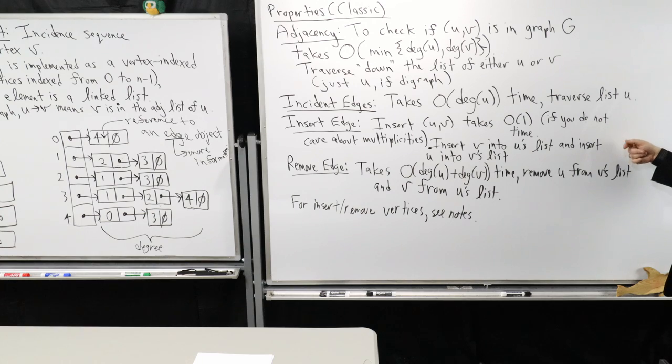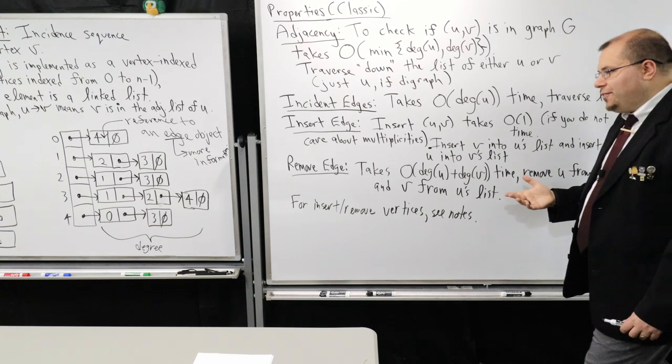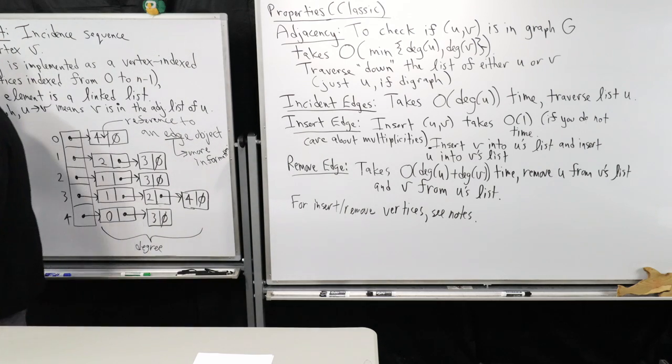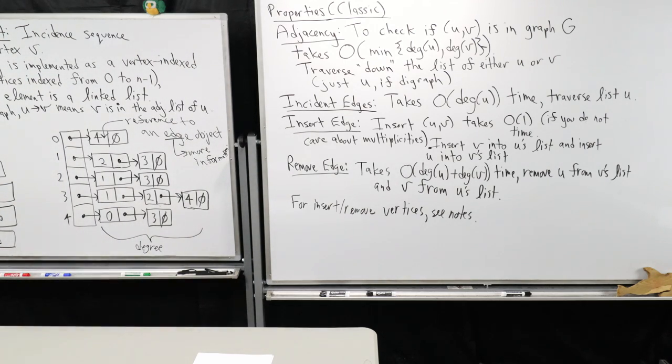One at the front of V's list, and then another one on U's list. So you might ask, Dan, why do you say it takes constant time if that's the case? It's because if you don't care about there being multi-edges in your graph, it really doesn't matter, because all you have to do is cram it in there. You just put it at the front of the linked list. You never check for duplicates.